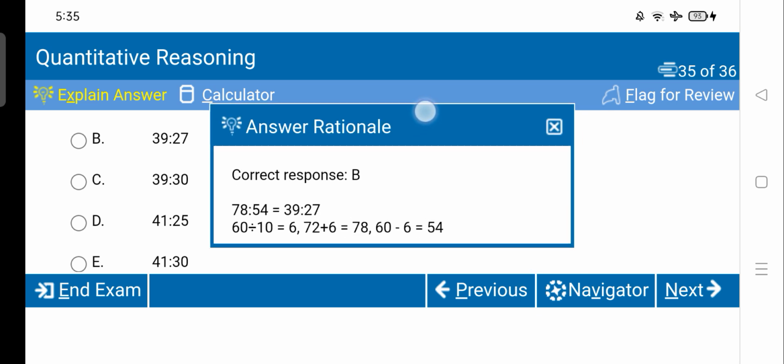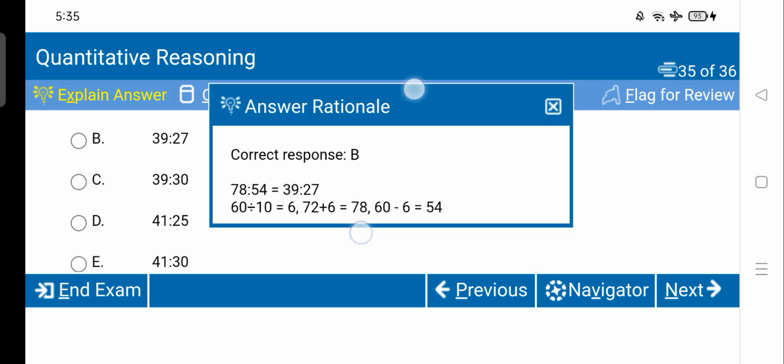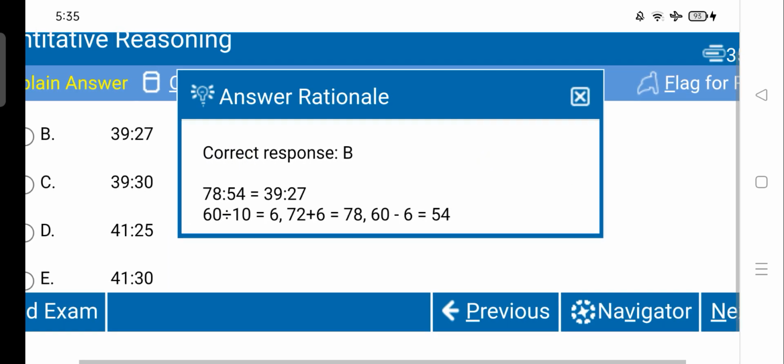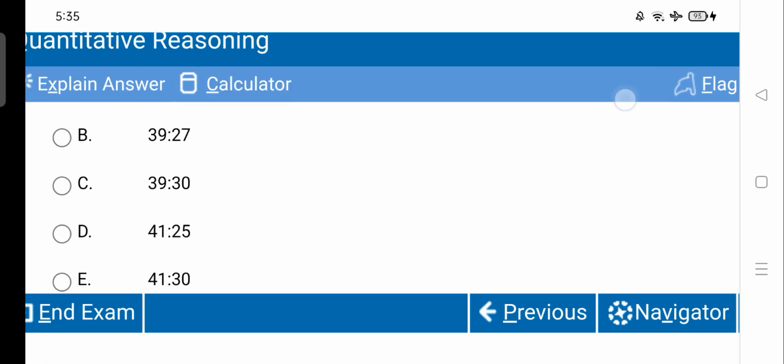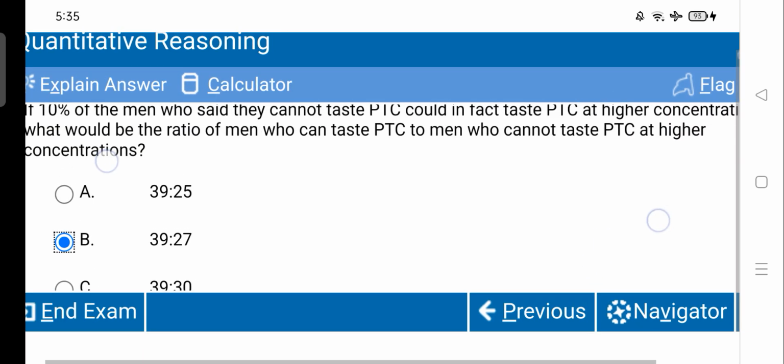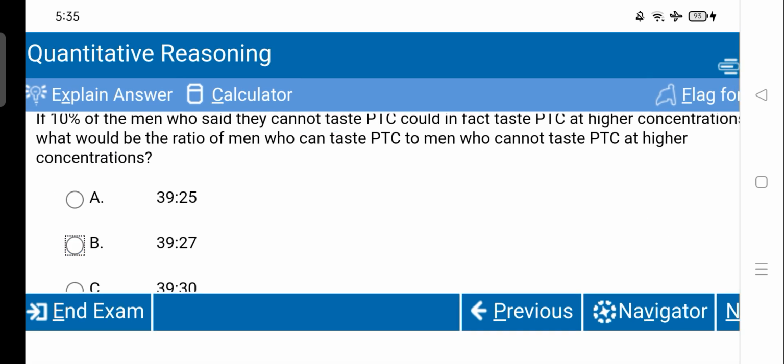So the correct response is option B, and 78:54 equals 39:27. 60 divided by 10 equals 6. 72 plus 6 equals 78, and 60 minus 6 equals 54. That's how we can say the correct response is option B, which is 39:27, the ratio of men who can taste PTC to men who cannot taste PTC at higher concentrations.